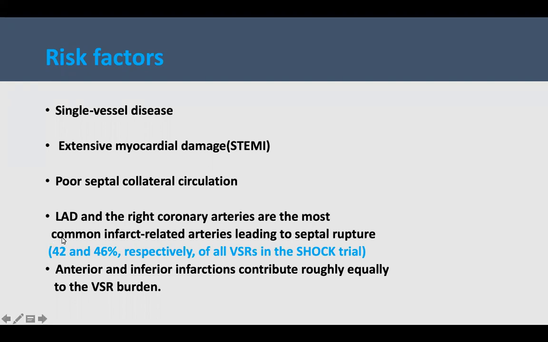So which territories are? So LAD and right coronaries are the most common infarct-related arteries leading to septal rupture. If you see that in shock trial, it was in 42% was LAD and 46 was the right coronary artery. Anterior and inferior infarctions contribute roughly equally in both VSRs. So you will see anterior and post-infarctions are almost the 50-50. But there is a good amount of literature where I have seen the anterior infarctions are more common than the inferior infarctions. Anterior infarction, in our series in KFMC also, we saw most of the cases were in anterior infarction.